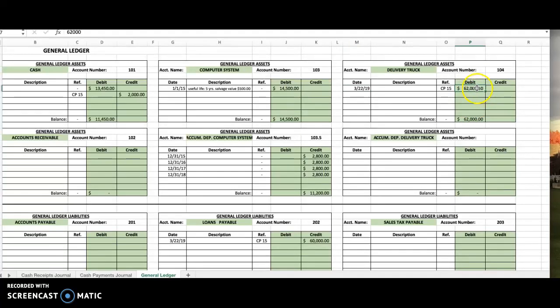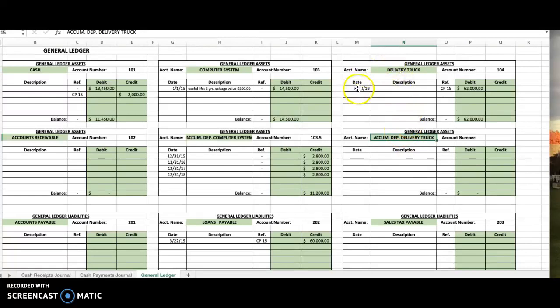So we want to keep that amount there, and each accounting period, whether it's a month or a year, would have to be credited. So again, we would need a debit to depreciation expense and a credit to this account, accumulated depreciation for the delivery truck.